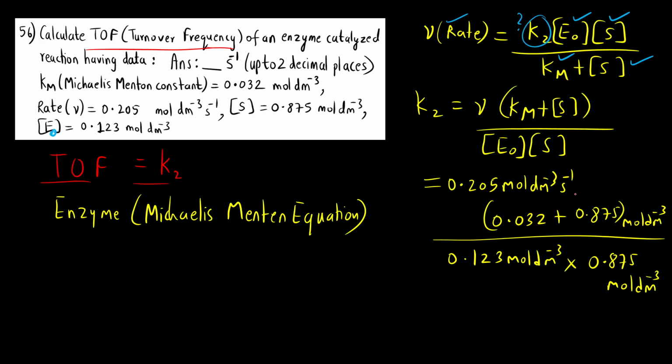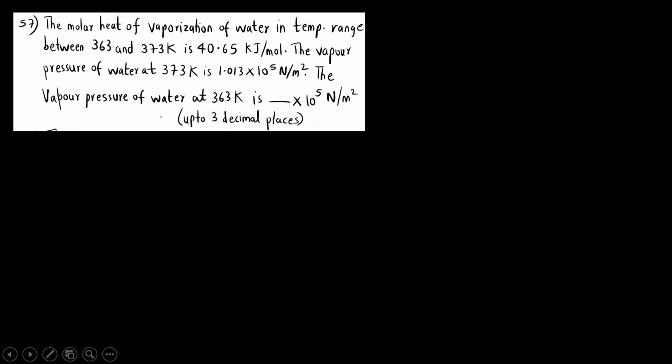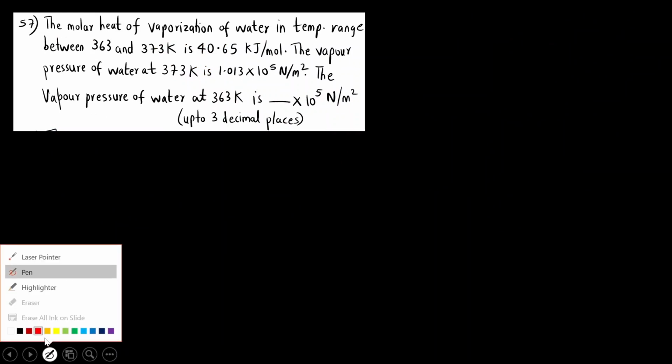Cancel the common units. Mole per dm³ cancel, mole per dm³ cancel. What we are left with is S inverse. That is the unit for turnover frequency. Frequency, what is the unit? Hertz. Hertz is second inverse. Solve this entire thing and the final answer comes out to be 1.73 up to 2 decimal places. Okay, 1.73 second inverse.